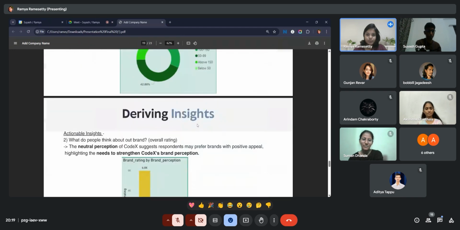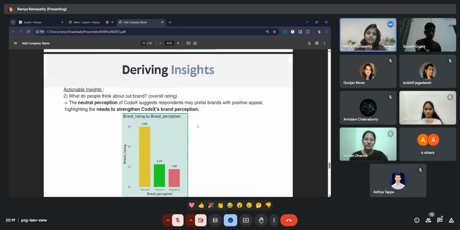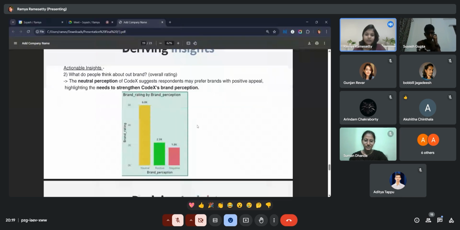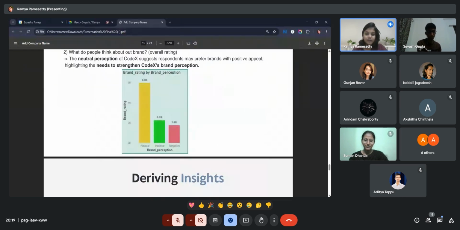I would like to move to the second insight, that is, what do people think about our brand? Based on the overall rating, what do people think about our brand? As we have seen, most of the consumers gave a less positive response compared to the neutral response, which means we need to strengthen our brand perception in the market.